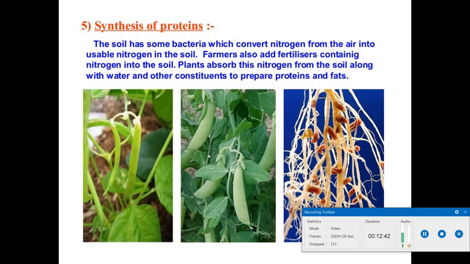Also, farmers add fertilizers containing nitrogen into the soil. So plants absorb this nitrogen from the soil along with water and other constituents to prepare proteins and fats.